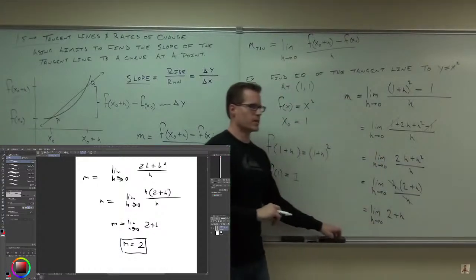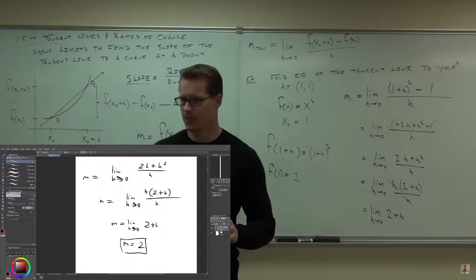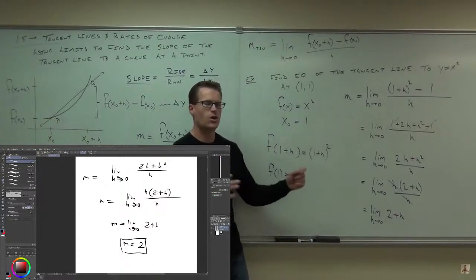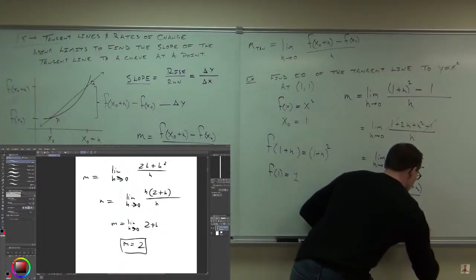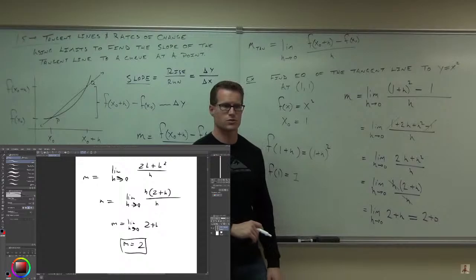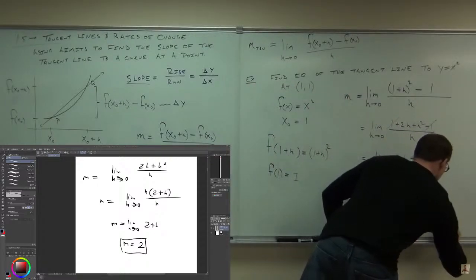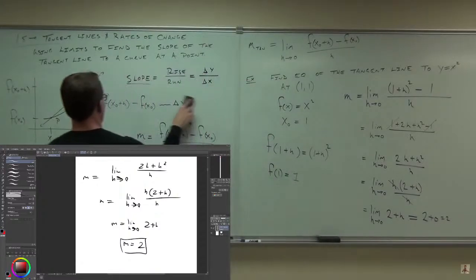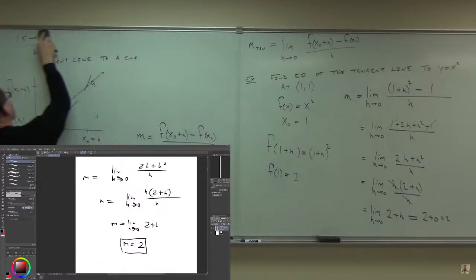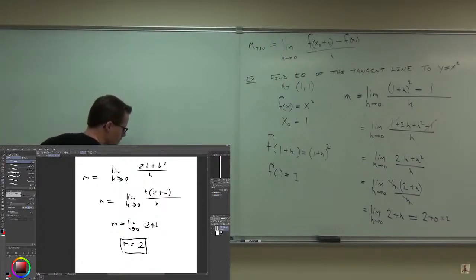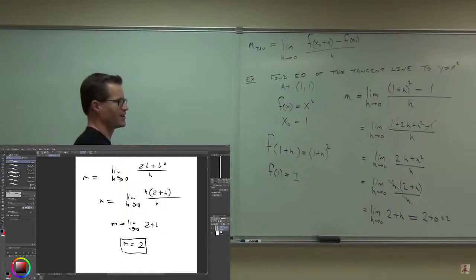Notice how I'm still writing the limit. Anytime you have an h, you're going to write the limit. Now, am I okay to evaluate this limit as h goes to 0? Yeah. Now we're fine. We have no issues. Now you stop writing the limit. You write 2 plus 0. 2 plus 0 is, of course, 2. Okay, that's kind of cool.